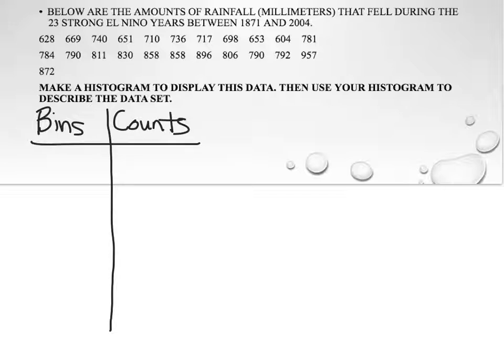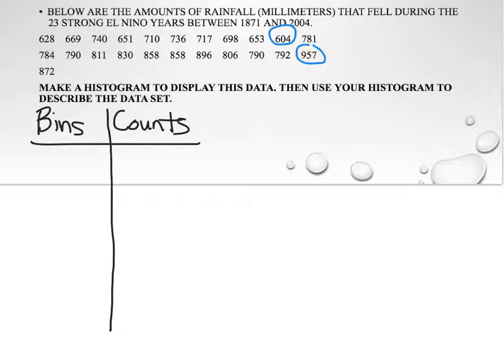Okay, so first thing we need to do is pick a bin size, right? How much do we want to count by in each bin? Well, to do that, it's probably easiest to think about what our smallest and biggest number is. So let's look at our data. It looks like our smallest number is this 604, and our biggest number is this 957. So in our bins, we're going to want to make sure we include those two numbers and everything in between.